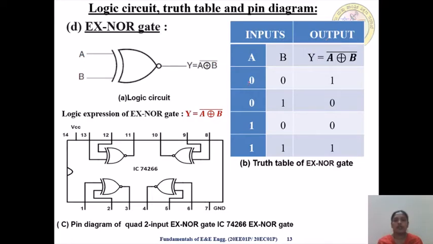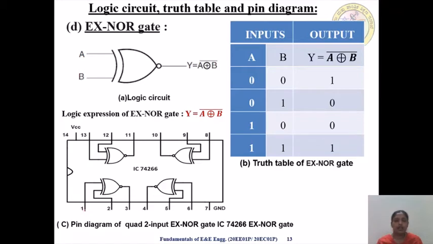When both the inputs are 0, 0, then the output Y will be 1. When the inputs are 0, 1, then the output will be 0. When the inputs are 1, 0, the output will be 0. When the inputs are 1, 1, then the output will be 1. That means when both the inputs are same, the output will be 1. Otherwise it will be 0.